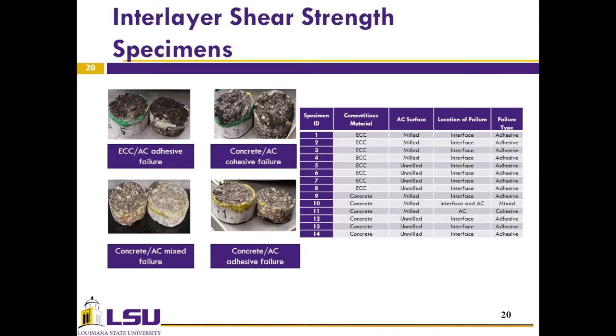Now, in terms of the specimens and the classification according to the failure type, it's relevant to say that the ECC AC specimens fail mainly adhesively. On the other hand, the concrete AC specimens fail in different manners, such as cohesively in the asphalt, adhesively at the interface, and mixed, failing the concrete samples and the asphalt specimen.